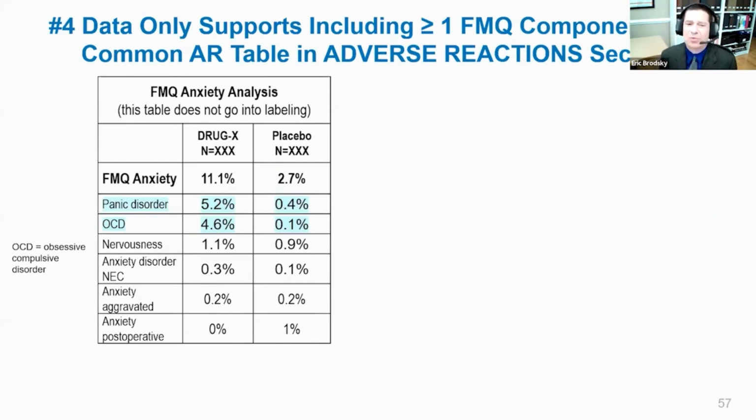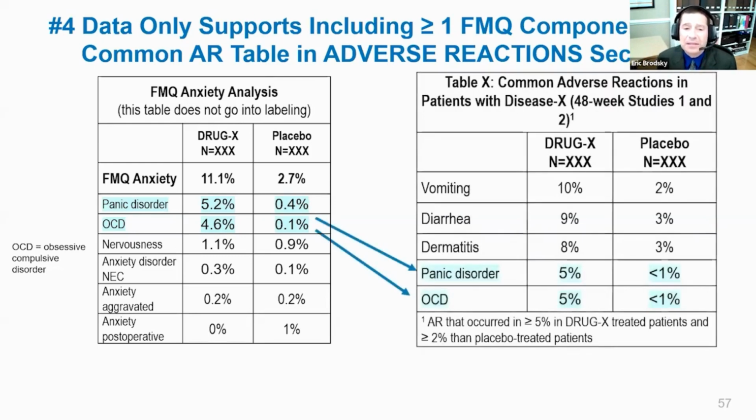And this is a situation where the signal is only coming from one or more component terms. And actually, if you wipe away panic disorder and obsessive compulsive disorder, you don't see a signal. Again, this is a fictitious example, and you could click through. In this scenario, you would not include the group term because the adverse reactions are panic disorder and obsessive compulsive disorder. And that's what we would include in the labeling.